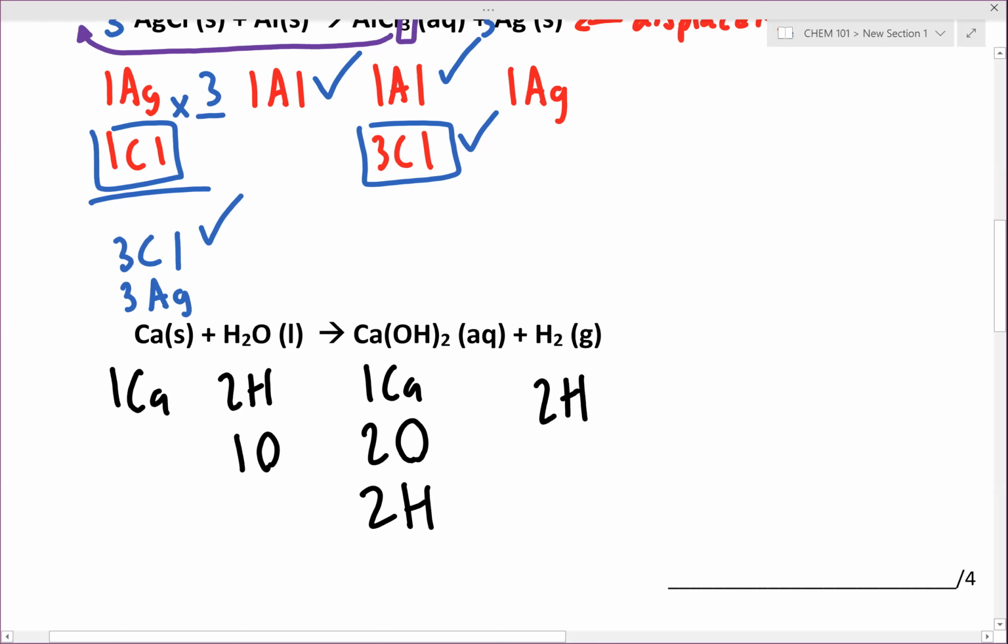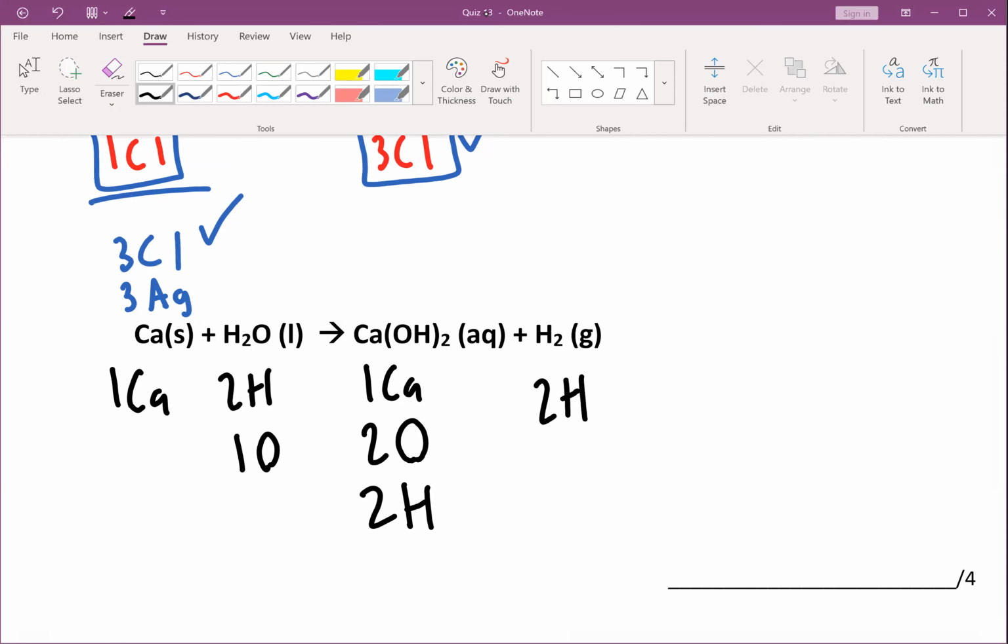Okay, so following our rules, what should we balance last? What do we balance last? Yep, we're going to balance hydrogen and other pure elements such as calcium last. So then, what element should we start with? What element is unbalanced that we should start with? Oxygen. Okay, so now let's take a look.